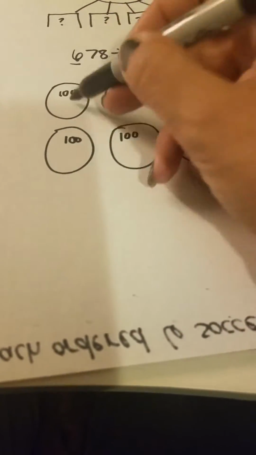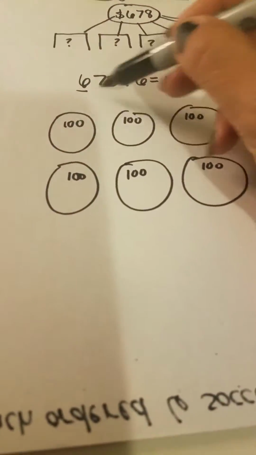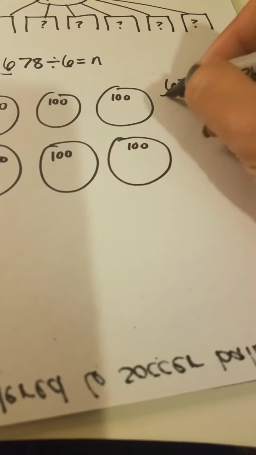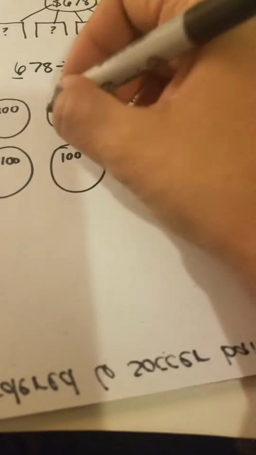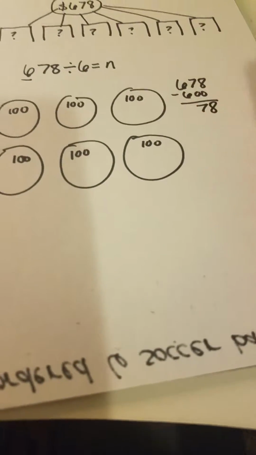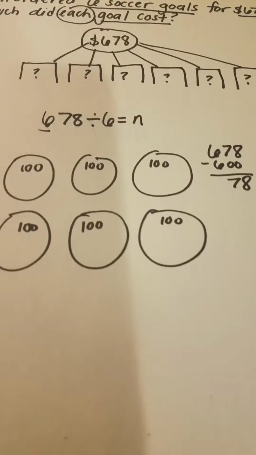Okay, so I know that 100, 100, 100, 100, 100, 100 equals 600. So I already took out 600 from there. So I'm actually going to rewrite it here and keep track of that. I'm taking away 600 because I already used them in the 6th group. So that leaves me 78, which is a much easier, smaller number to work with.